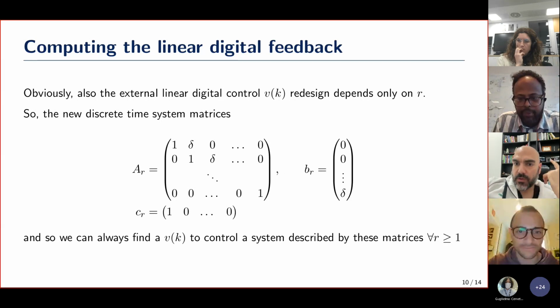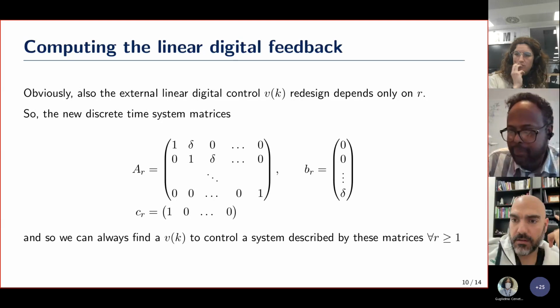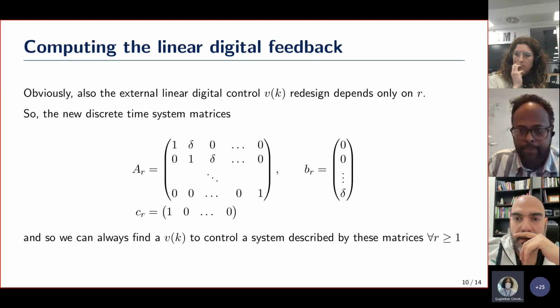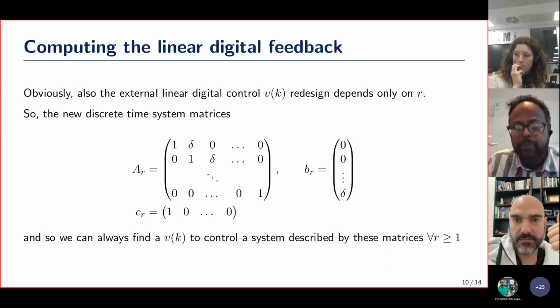I don't know if Guglielmo wants to ask another question or if he raised his hand by chance. No, Dani. Okay. There is Ozan. Can you hear me? Okay.